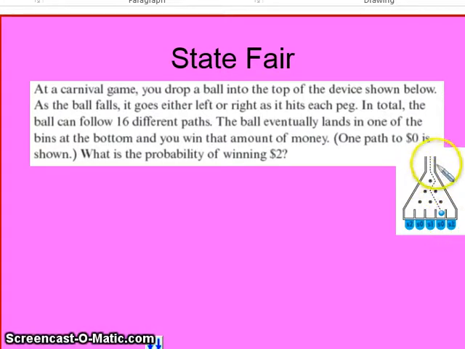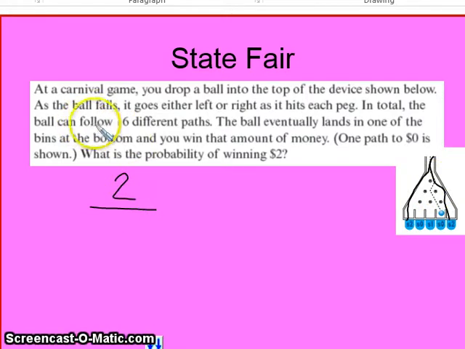Now, the only way that you're going to be able to win $2 is if the ball comes down and goes directly to the left, or if the ball comes down and goes directly to the right. If you go any other way, like if you get caught between these two, it's either going to go in the $0 or the $1. And if you get caught between these two, it's either going to go to 1 or 0. So the only way that you can win $2 is to go all the way to the left or all the way to the right. So you have two possible routes to the $2 spaces.